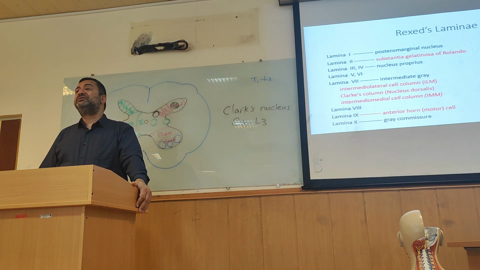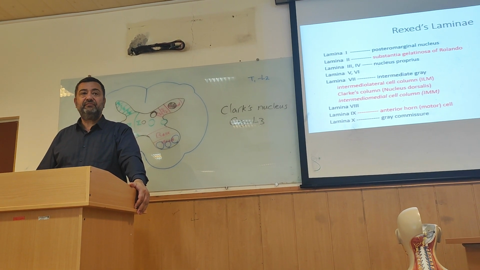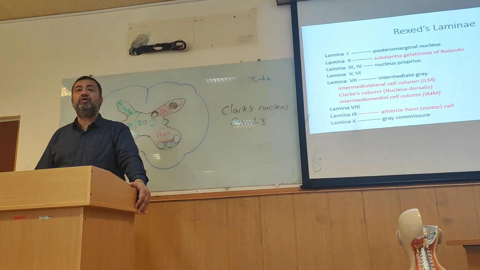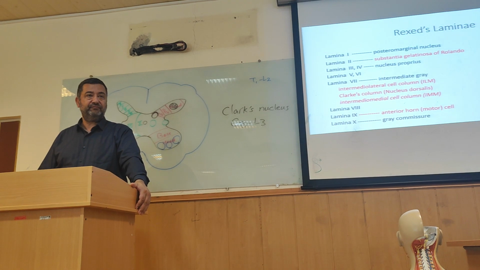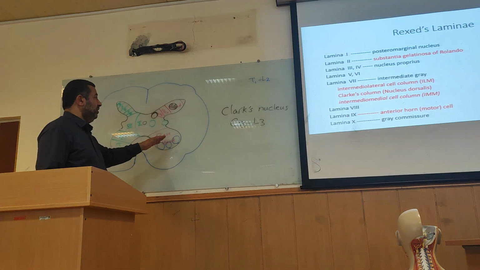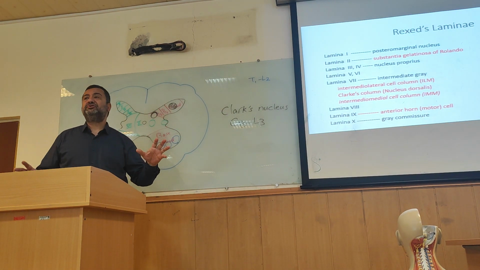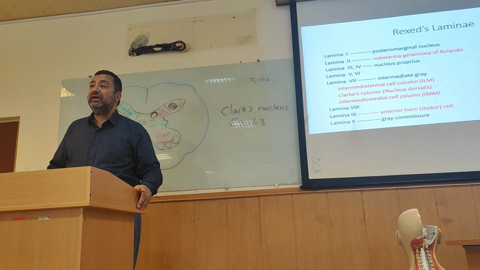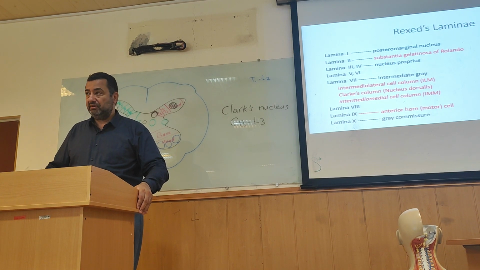At the S2 segment, there is another central group nucleus that is called Onuf nucleus. Okay? This is the arrangement of the nuclei in the spinal cord gray matter.